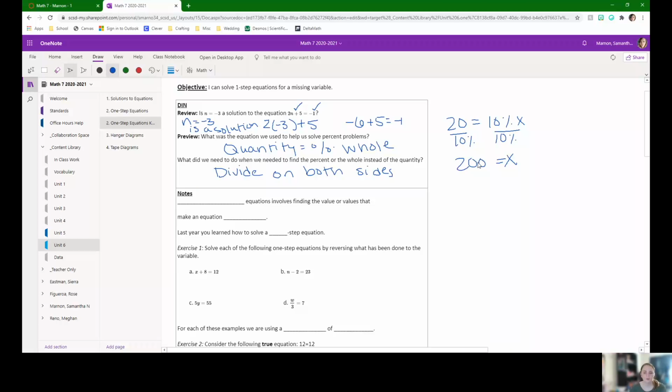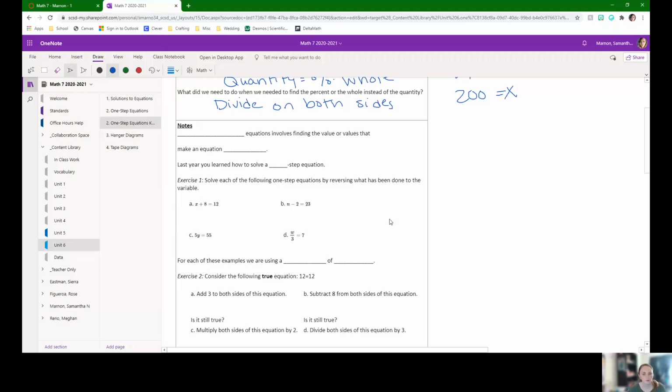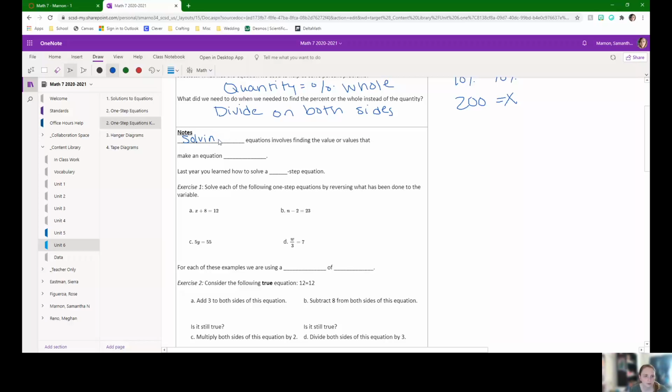So let's do some notes to review our one-step equations. Blank equations involves finding the value or values that make an equation blank. So this one is solving equations. Oops, my pen's being weird. Solving equations involves finding the value or values that make an equation true. We talked about what makes an equation true yesterday in the last lesson. So now today we're going to be talking about solving an equation to figure out what values make it true, which ones are the solutions.